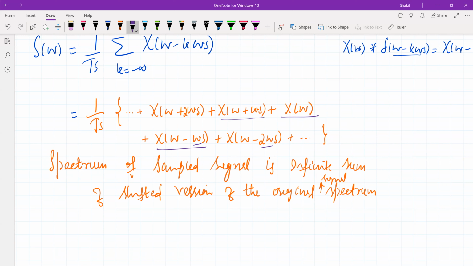Same way, this is the shifted version of X of omega towards the left. The spectrum will be identical with X of omega, but shifted at omega s, at minus omega s, and at minus twice omega s. So simply you can say the spectrum of the sampled signal is an infinite sum of the shifted versions of the original signal spectrum, or original Fourier transform.